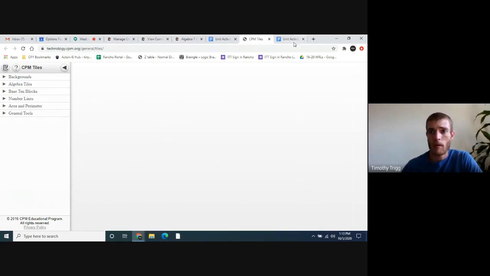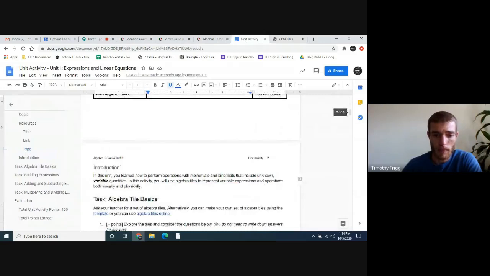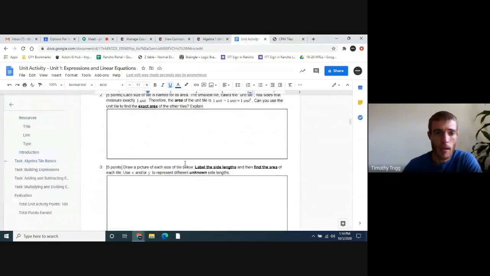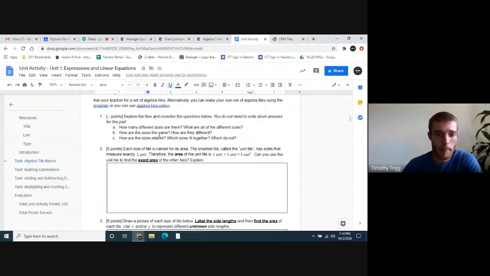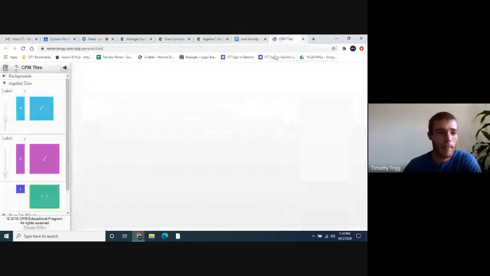And then it'll bring you to this screen right here. Okay. So from here, we're going to look at the tabs on the left, and you can see the second one down says Algebra Tiles. Go ahead and click that, and you'll see some things. These are Algebra Tiles. So let's talk about what these Algebra Tiles are. Let's see, what's the first question? How many different sizes are there? Are the sizes the same? Are they related?